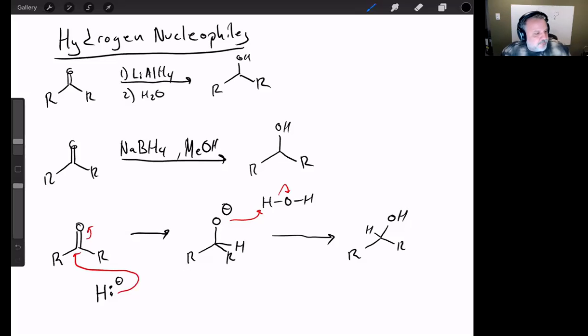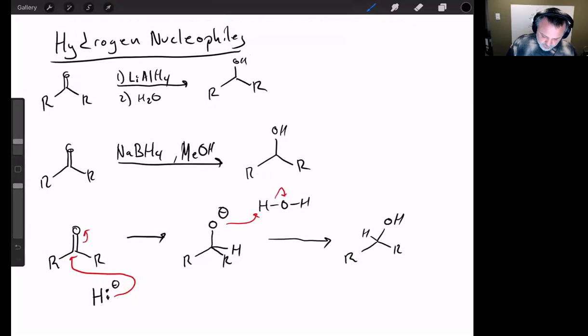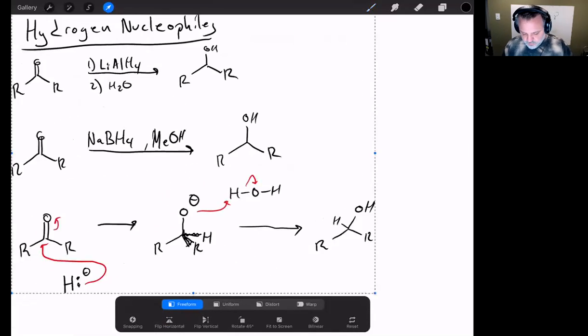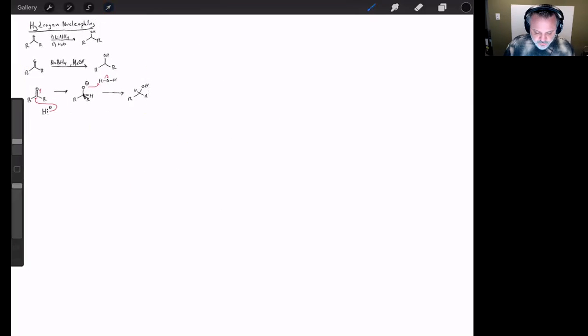Sorry about the delay. Okay, and so the only thing that I want to make sure to add is this part here. This really is a tetrahedral intermediate. And so remember that carbonyl groups are trigonal planar.